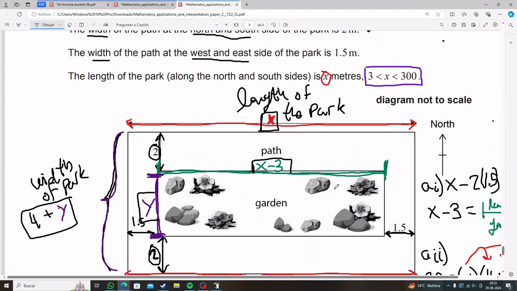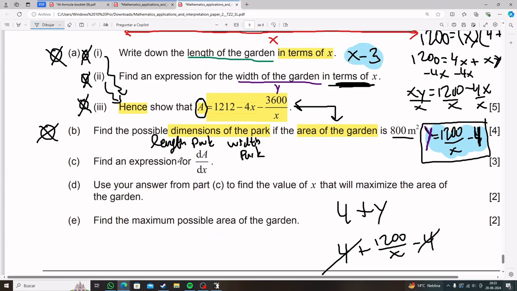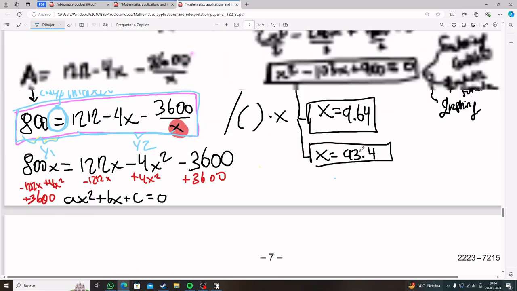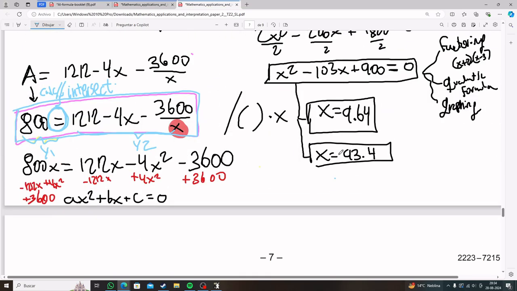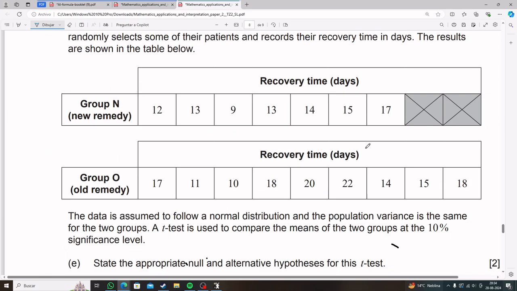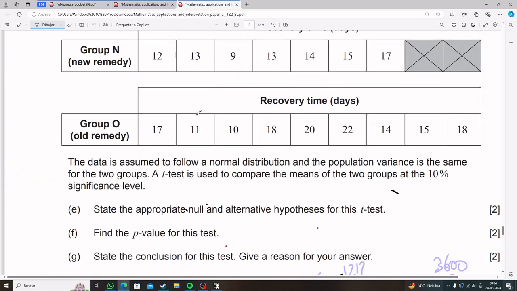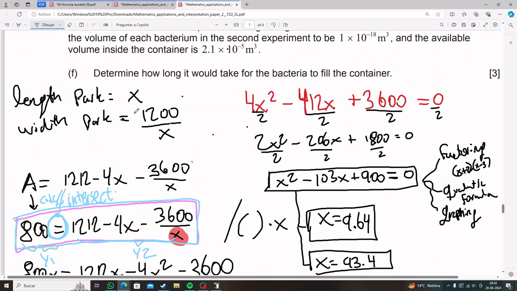Now we're not exactly done yet because here it did say, and never forget, to find the possible dimensions of the park, if the area of the garden is 800. So you got two values for x, right? You got a 9.64 and a 93.4. And technically, my only condition for x is that it has to be between 3 and 300. Both of them fulfill that. So this is a little bit more of an annoying exercise, but what we should be answering here are the two different lengths and the two different widths we can get.